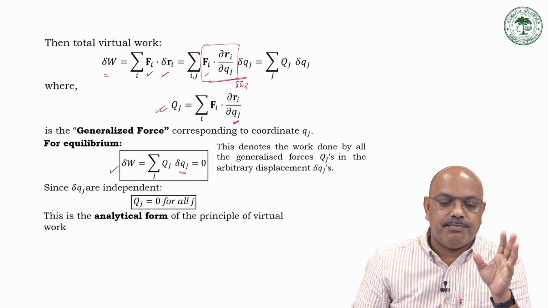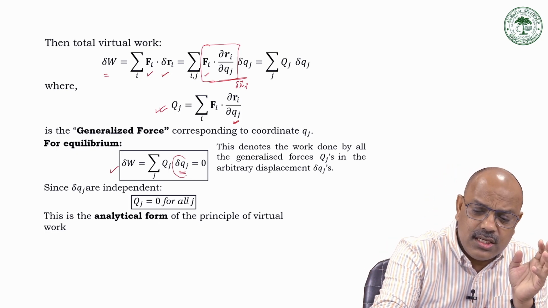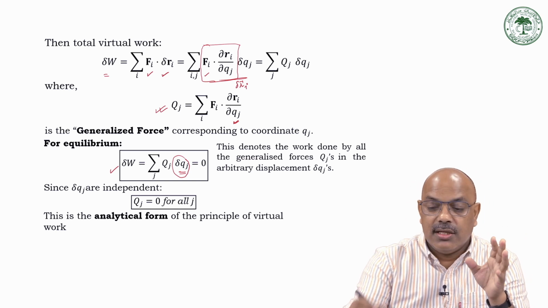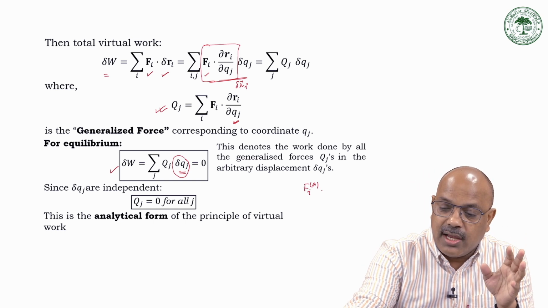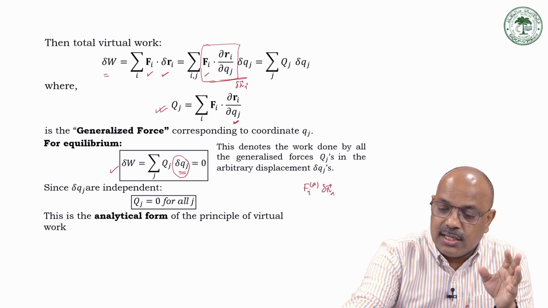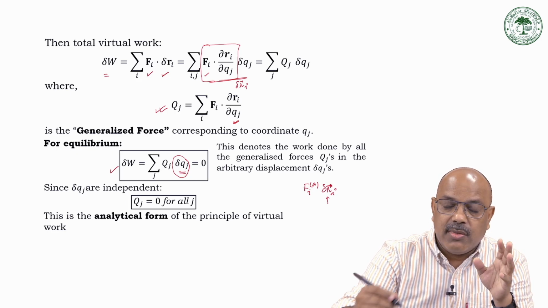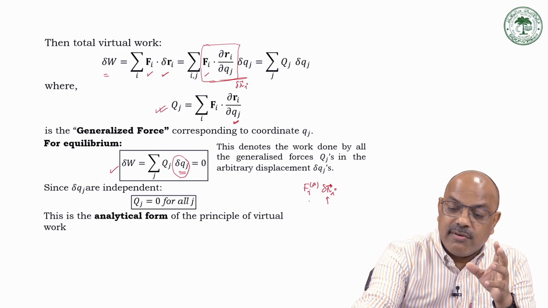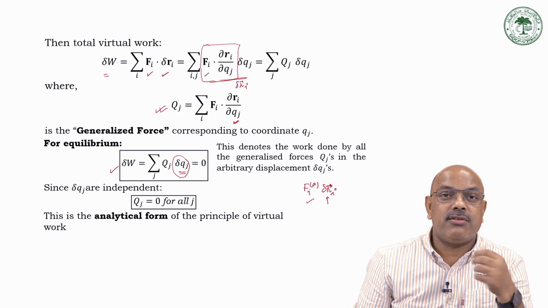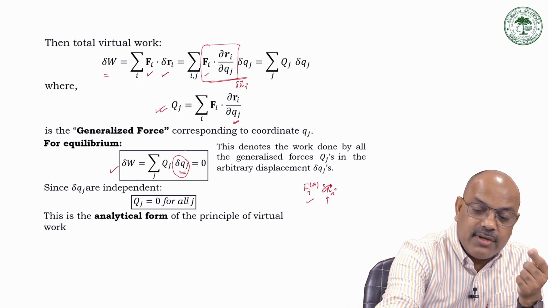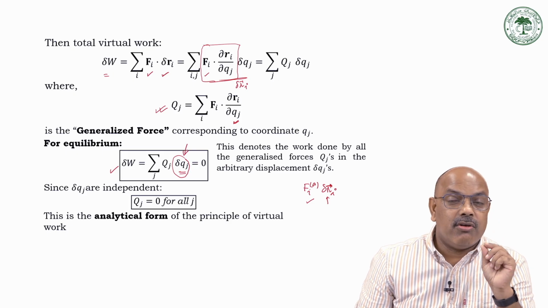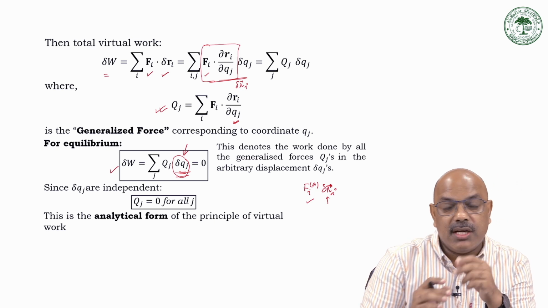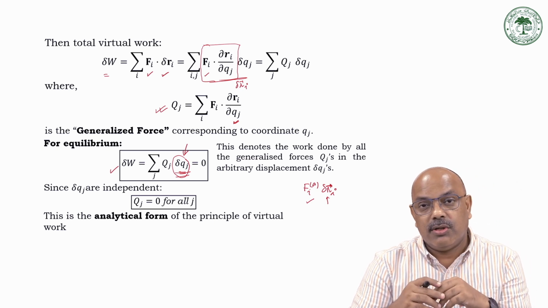Since in this case the delta Qj are all independent, whereas there, in that case, we were dealing with delta Ri. That was my Fi, and that was delta Ri. That delta Ri was my coordinates in physical space, which were all dependent. That's why in that case we were not able to set each coefficient to zero individually. But now here we have the generalized coordinates. Because generalized coordinates are all independent, the virtual displacements are also going to be independent.